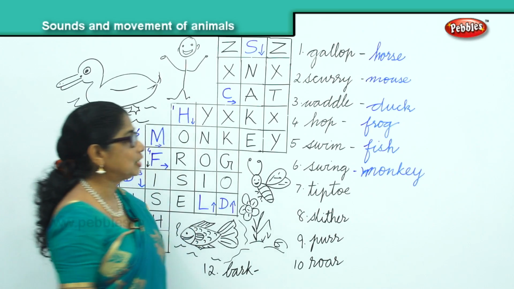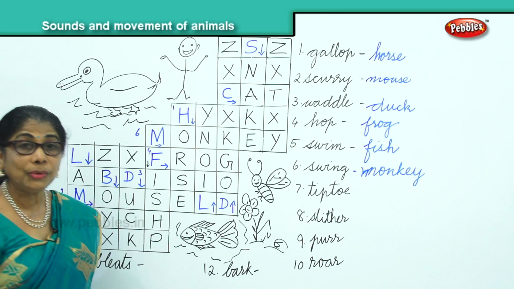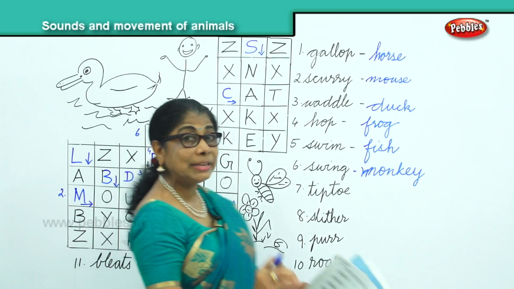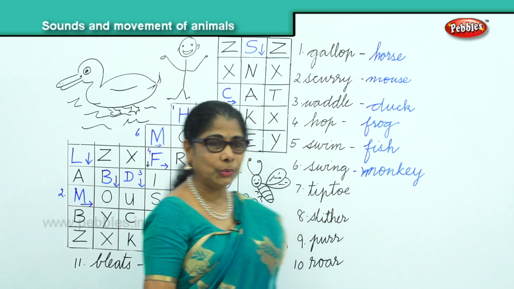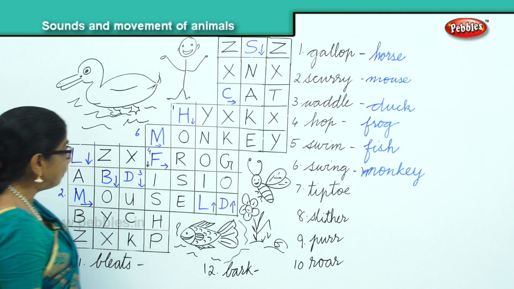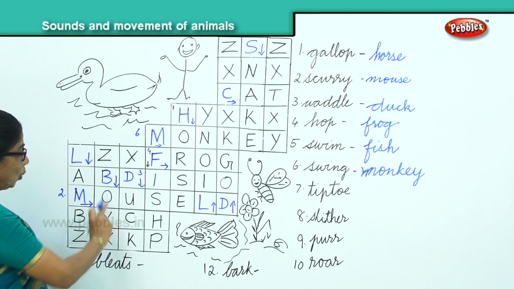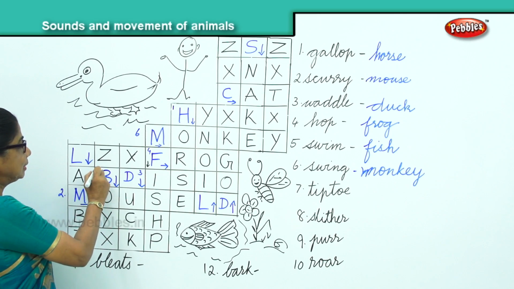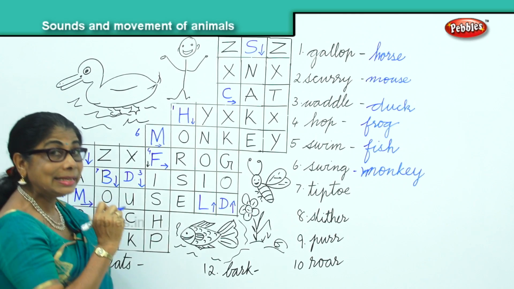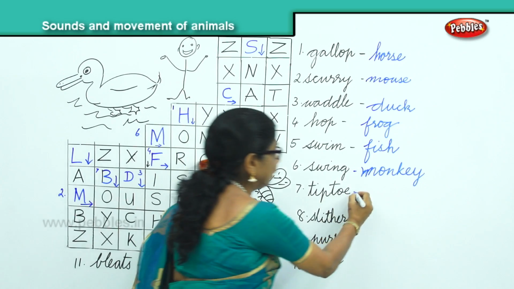A monkey swings from tree to tree. Who goes tiptoeing in your house? Tiptoeing, a boy. Where is the boy? Here is the boy. Number 7, a boy goes tiptoeing.